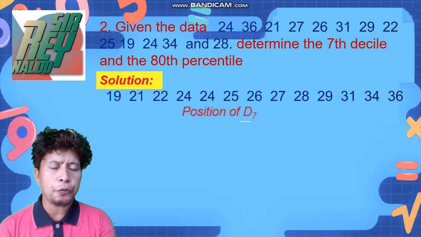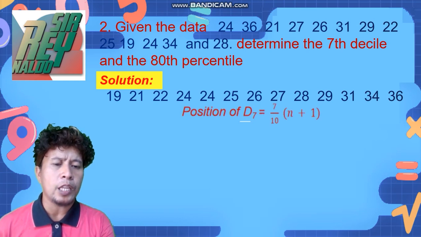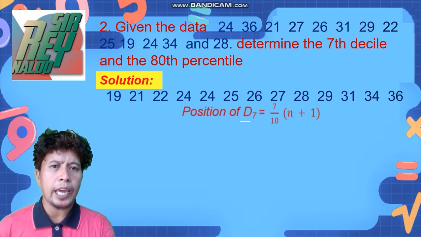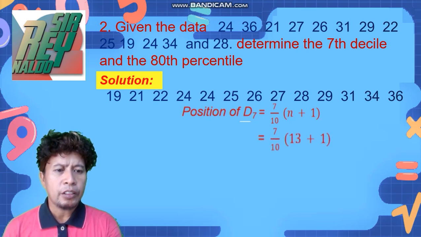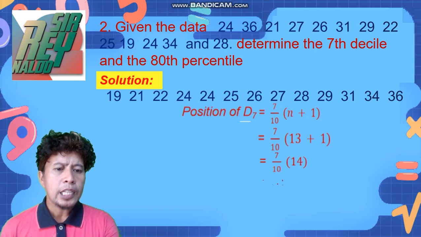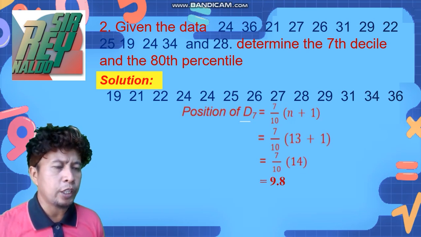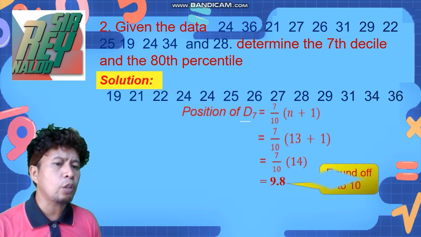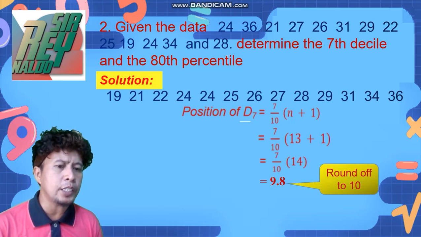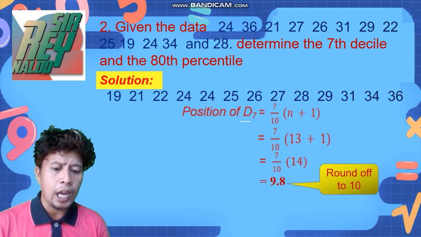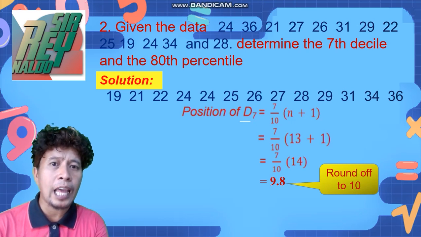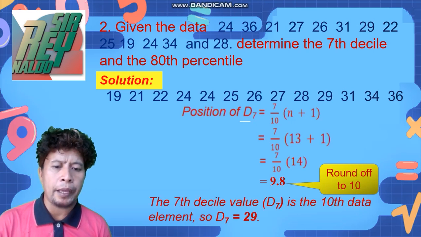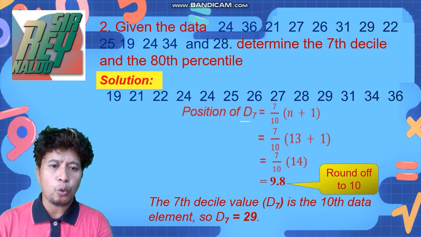Applying the formula for the position of D7, we'll come up with 7 over 10. Bakit 10? Kasi decile. Multiplied by the quantity n plus 1. So we have 7 over 10 times 13 plus 1, which is equal to 14. Then we'll come up with 9.8. So this time, lumampas na siya sa 0.5, subject to the rule of rounding off numbers, so magiging 10 na siya. So that 10 refers to the 10th element. The 7th decile value, or D7, is the 10th data element. So we have D7 is equal to 29.